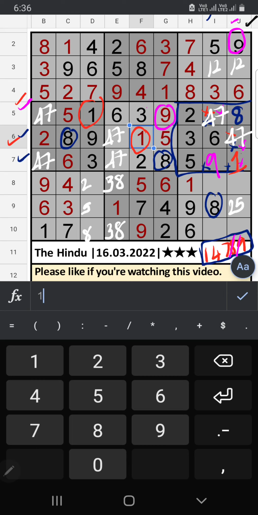Column J, we have 1. So 1 can't come in this cell. 1 is confirmed here. Then 2 is here. Column J, we have 2. So 2 can't come in this cell. 2 is confirmed here. Then 5 is here.